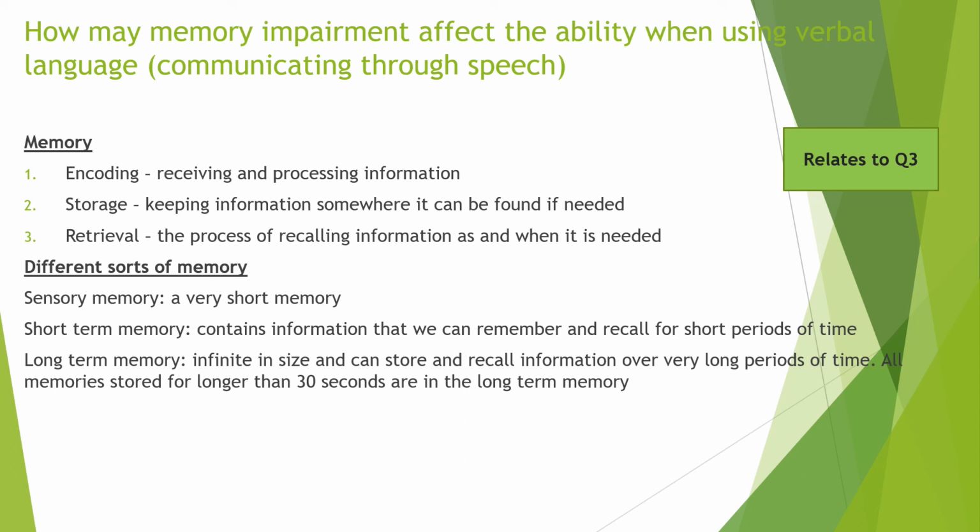In order to carry out these important tasks, we all have different sorts of memory. So we've got sensory memory, which is a very short memory. Short-term memory, which contains information that we can remember and recall for short periods of time. And long-term memory is infinite in size and can store and recall information for very long periods of time. And all memories stored for longer than 30 seconds are in the long-term memory.